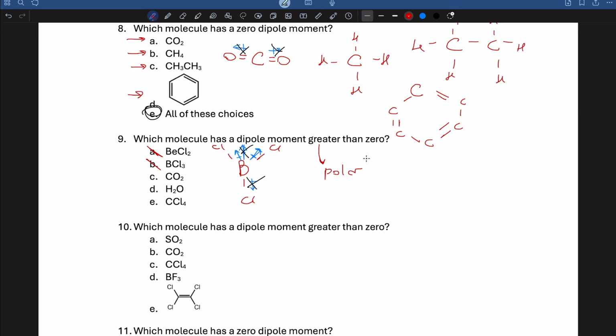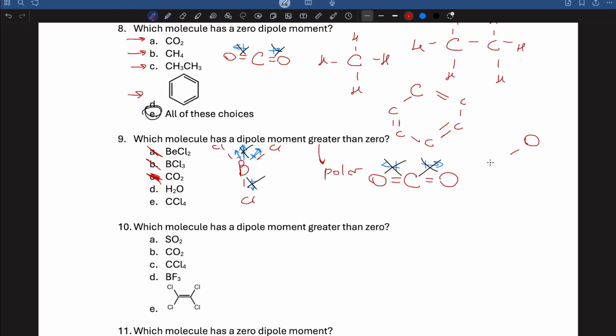CO2, carbon dioxide. We drew this a couple times already. The arrows go away from carbon toward oxygen, and so these two vectors cancel each other out. This structure is overall nonpolar.